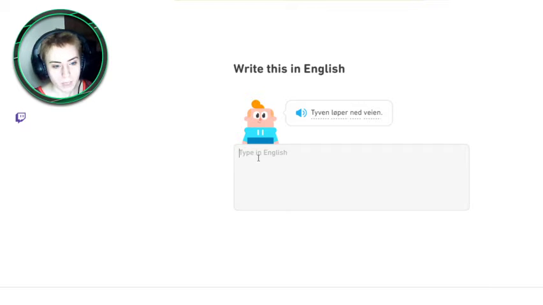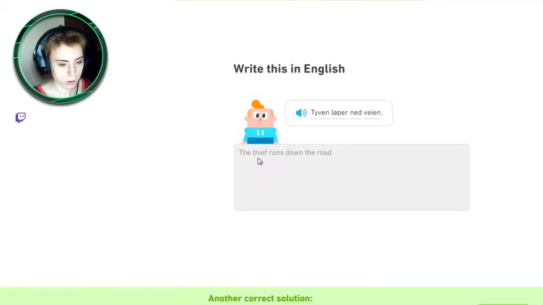Tyven løper ned veien. The thief runs down the road. Thief. There's a lot of theft in Duolingo today. And veien, en is the suffix, the road, ned, down, løper. Yeah, the thief is running down the road.